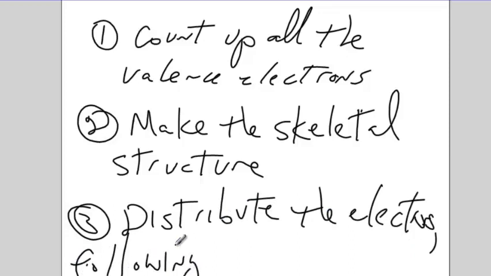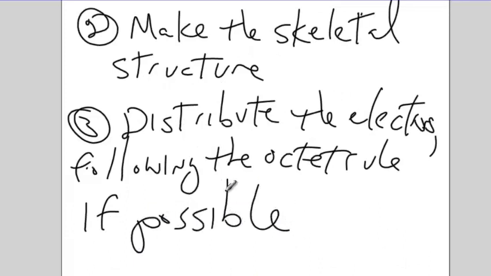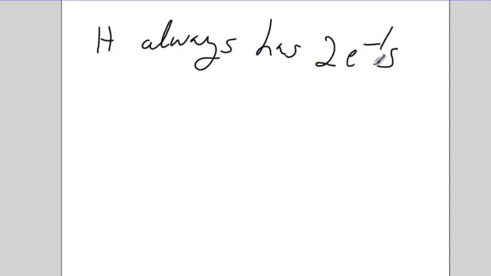Now we can break the octet rule, but see if you can do it without breaking the octet rule first. Now some things will always break the octet rule. You've probably noticed hydrogen. Hydrogen always has 2 electrons, not 8. Because hydrogen only has s orbitals. It has no p orbital. It has no place to put the 8 electrons. So hydrogen always has 2.